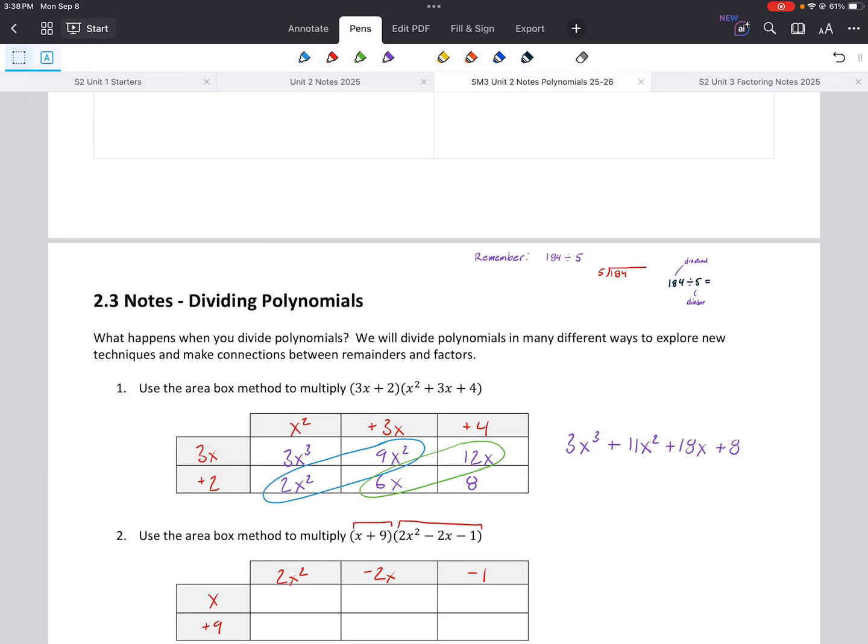All right, welcome everybody. This is 2.3. We're going to be talking about dividing polynomials. In the past, we've learned how to add and subtract and multiply. Today, we're going to learn how to divide polynomials.